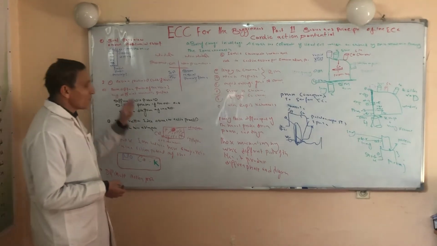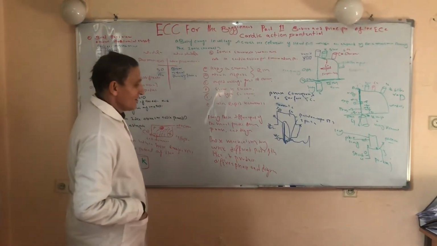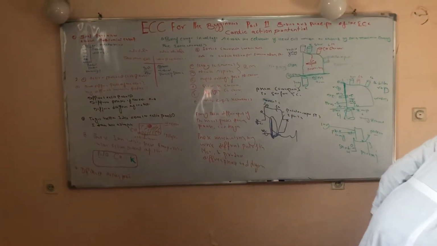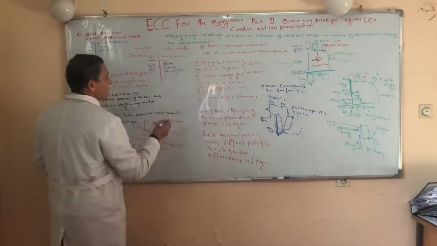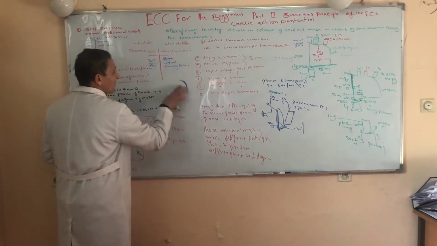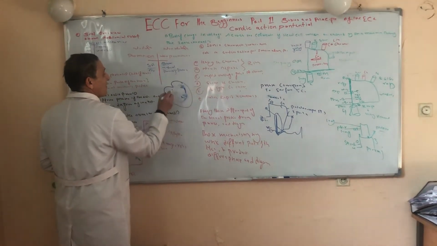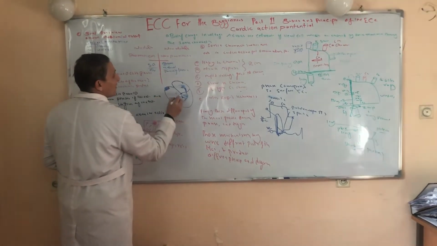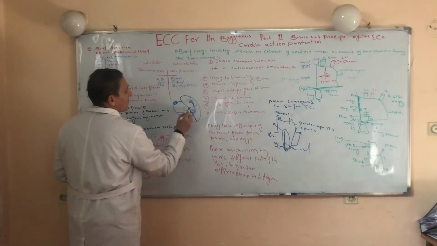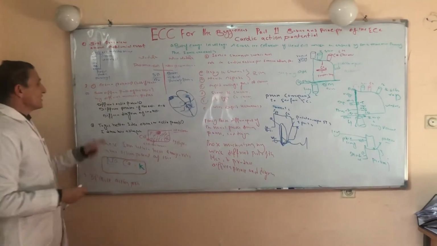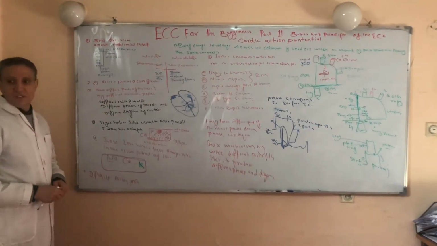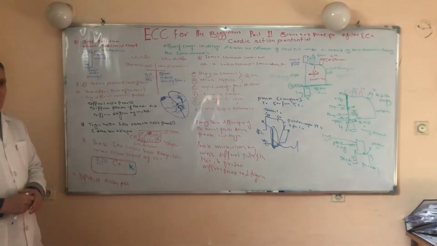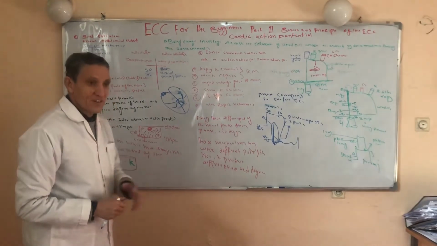So remember, these different parts of the heart produce different action potentials by different mechanisms, and these four phases of the action potential are produced by different parts of the heart by different mechanisms.